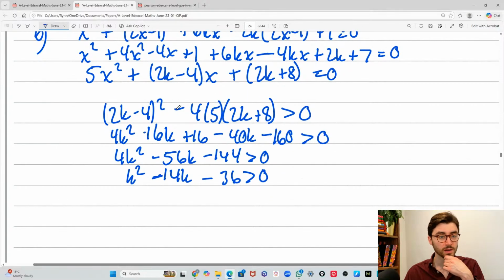So b squared minus 4ac is bigger than 0. 4k squared minus 16k plus 16. That works. So I should be left, in fact, with k squared minus 4k plus 4. Yeah, this works. This does work.